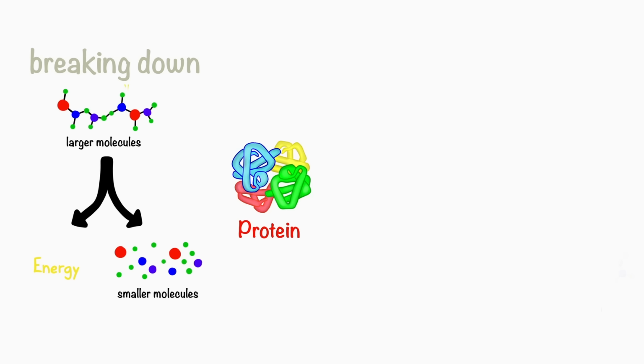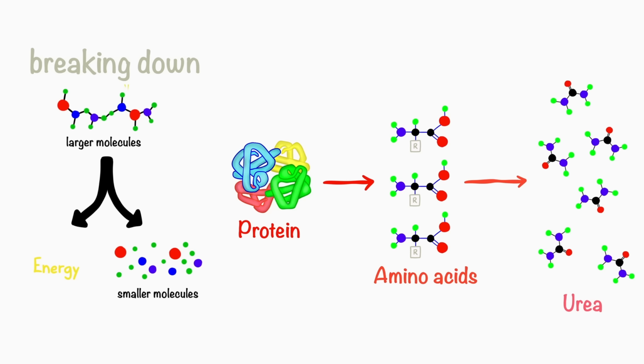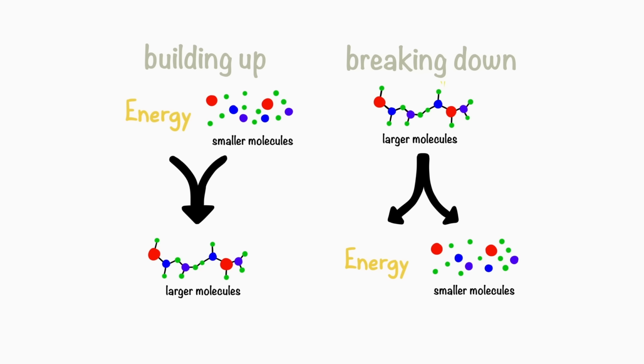Another important breakdown process happens with excess proteins. These are broken down in a reaction to produce urea. The urea is then excreted in urine, removing nitrogen waste from the body. Metabolism is a careful balance between these building up and breaking down processes. Both are essential for life. Together, they maintain the delicate balance that keeps you alive and functioning.